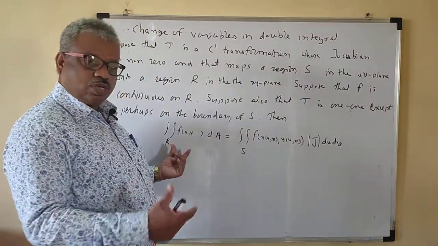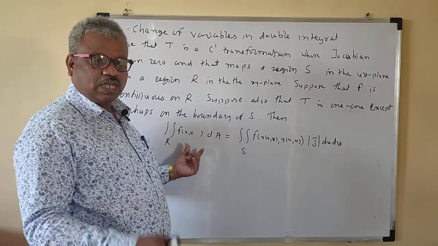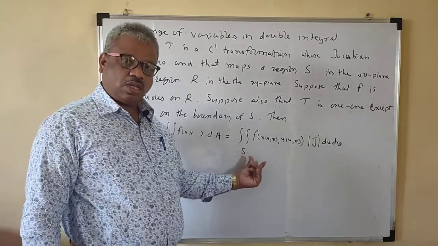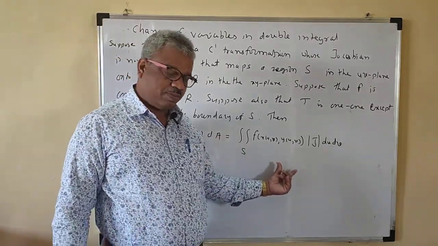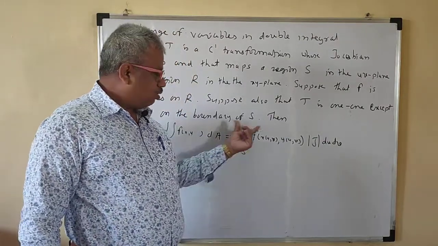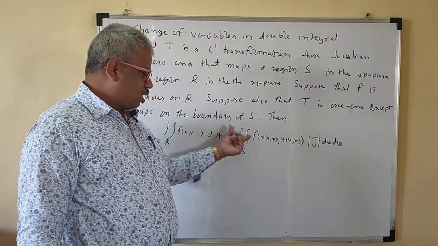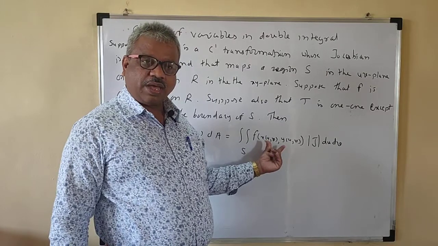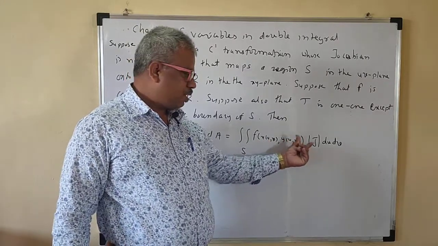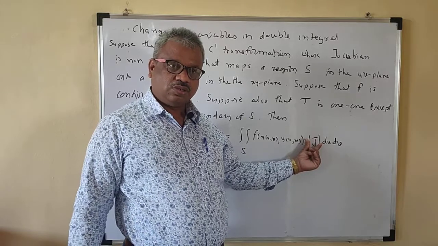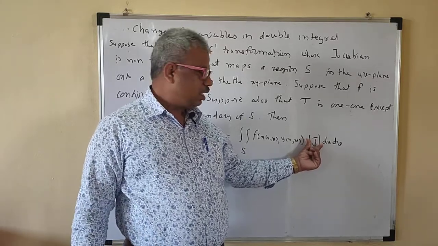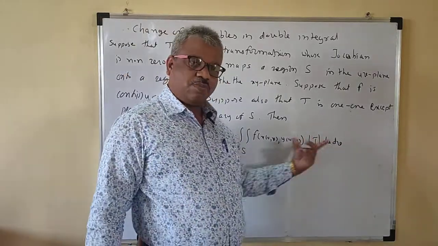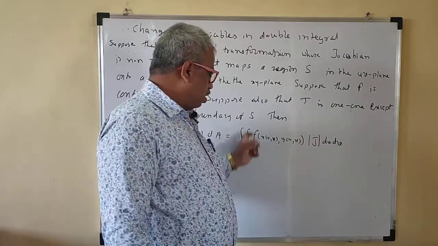If you use the substitution, x as a function of u and v and y as a function of u and v, then the region of integration R in the xy plane is changed into a region in the uv plane. We have to integrate over the new region S. Replace x by a function of u and v, and y by a function of u and v. Then multiply by the modulus of the Jacobian, because the Jacobian may be negative, so you have to take the modulus. The limits depend on the new region.